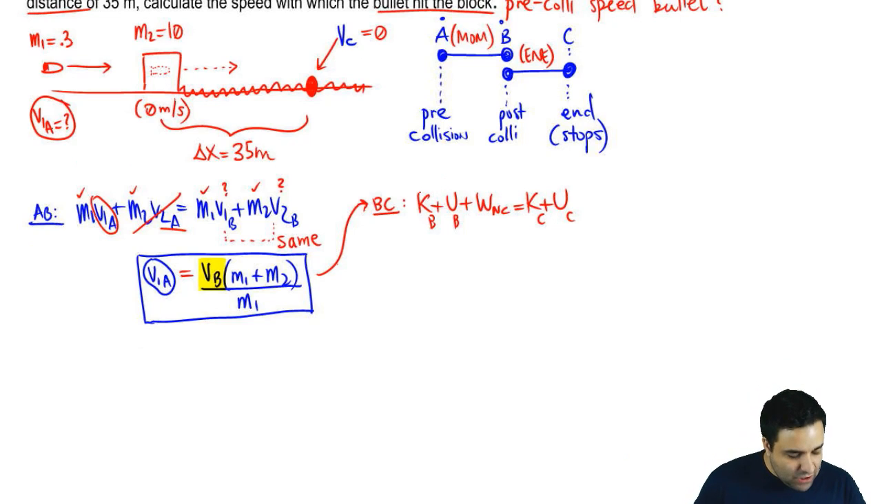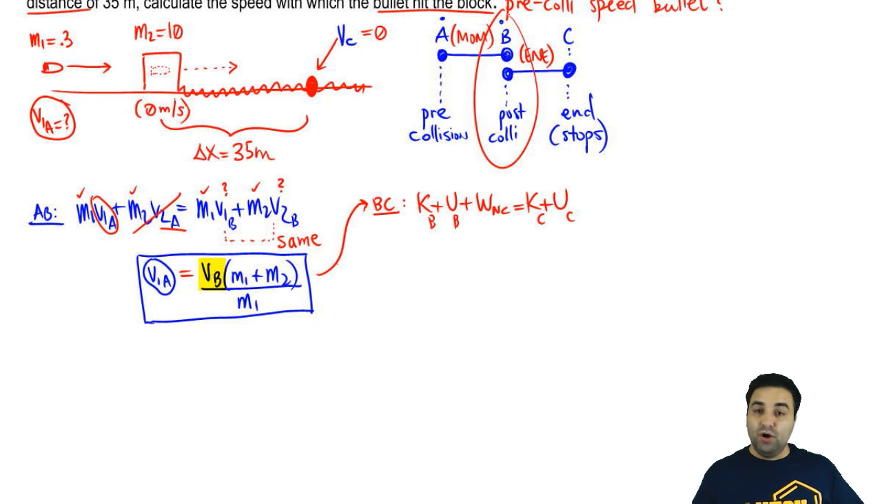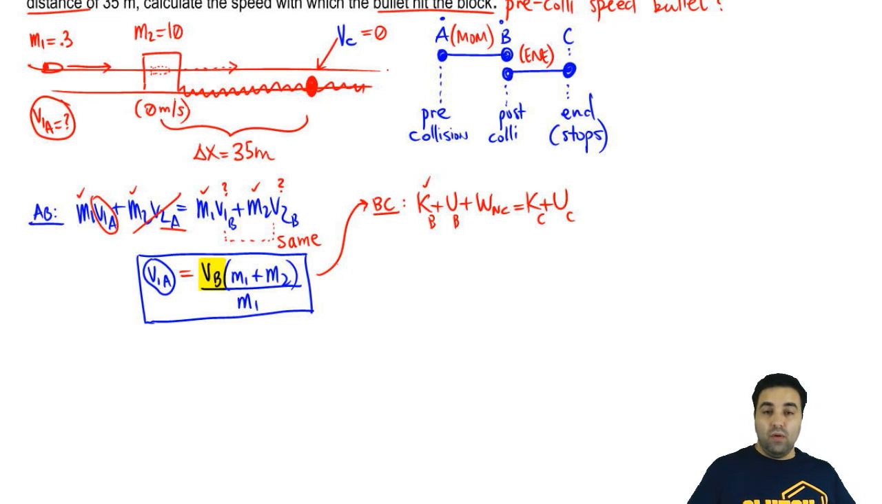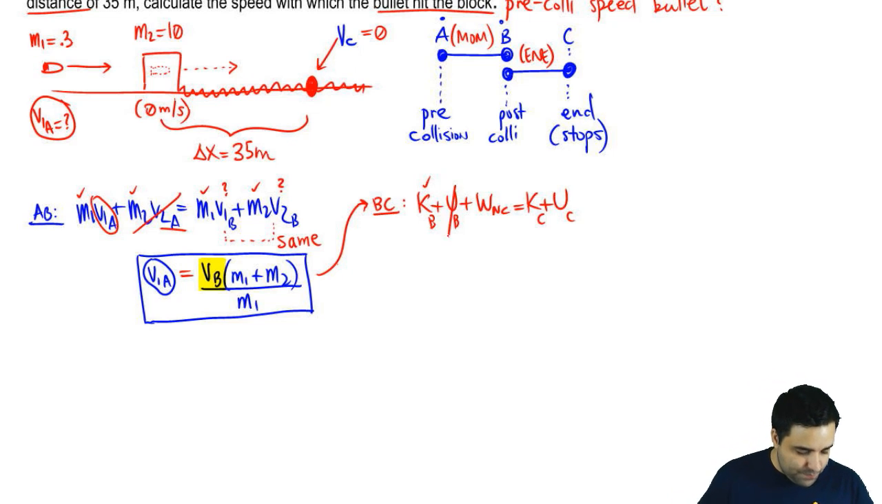So is there kinetic energy at point B? Point B is post-collision. Post-collision, you're always going to have kinetic energy. So yes. There's no potential energy at point B because at no moment does this thing either go up a hill or compress a spring. So there's no potential energy in the beginning or in the end.